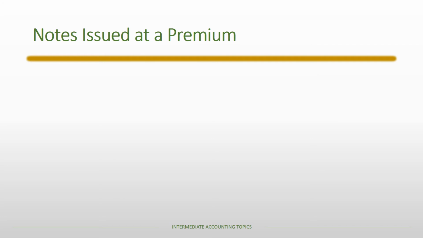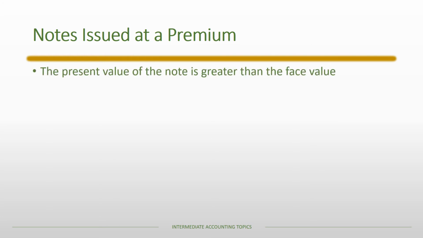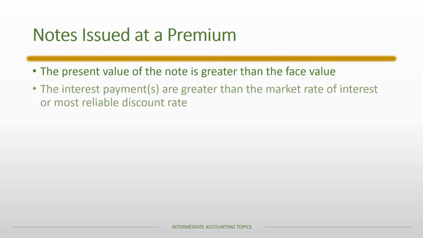Now we're going to talk about notes being issued at a premium. The present value of the note in this case is going to be greater than the face value of the note, and the interest payments are going to be greater than the market rate of interest or most reliable discount rate. In other words, the contract pays more interest than what the market demands, therefore the note is going to be issued at an amount greater than the face value.